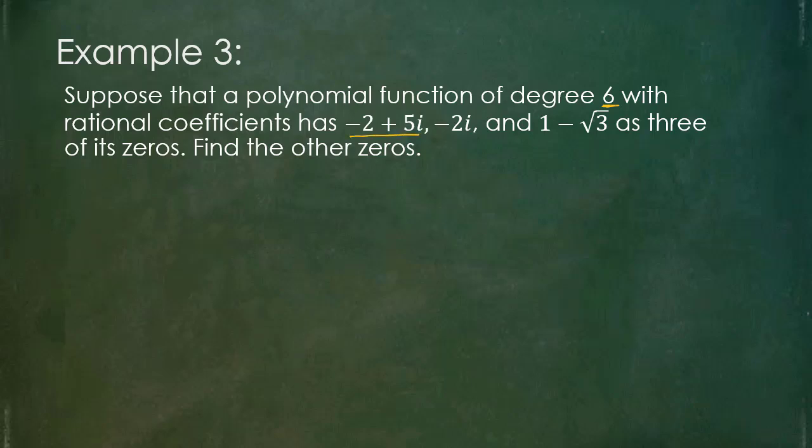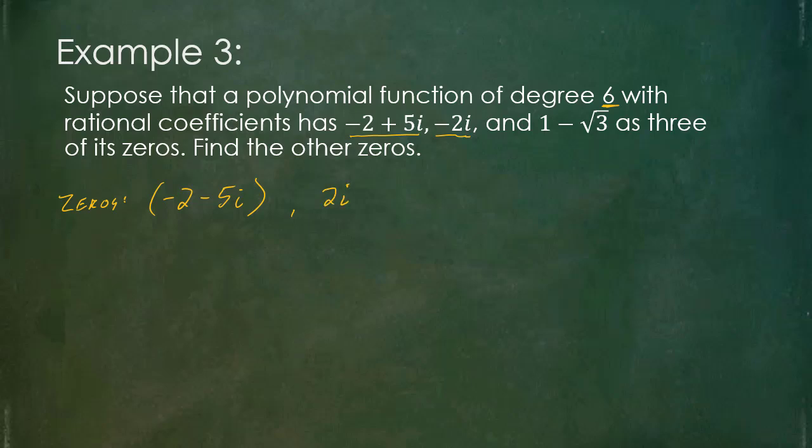In this case, the zeros would be negative 2 plus 5i, which then means, because that was one of those non-real ones, that negative 2 minus 5i would have to be another zero. So that's given me 2 total. If negative 2i was a zero, then positive 2i also should be, so that now has given me 4 zeros.